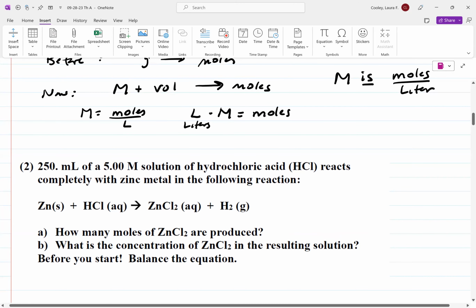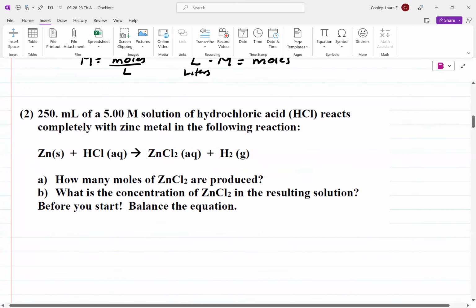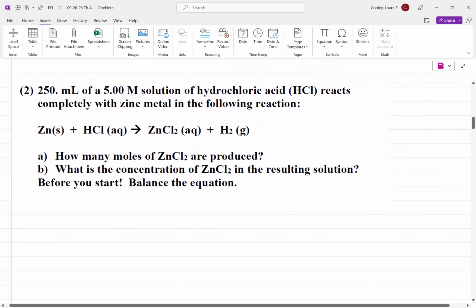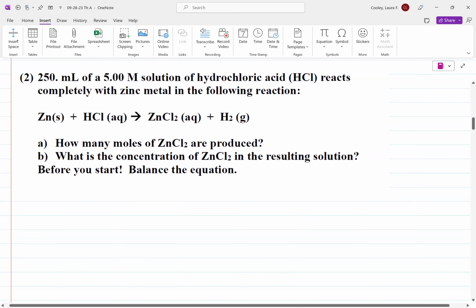And there are other aspects of this problem as well. Instead of, say, getting grams of product, you may be asked to get the concentration of a solution at the end, the concentration of a product at the end of the reaction, something like that. So let's do this problem. 250 milliliters. This is the second problem on that sheet.